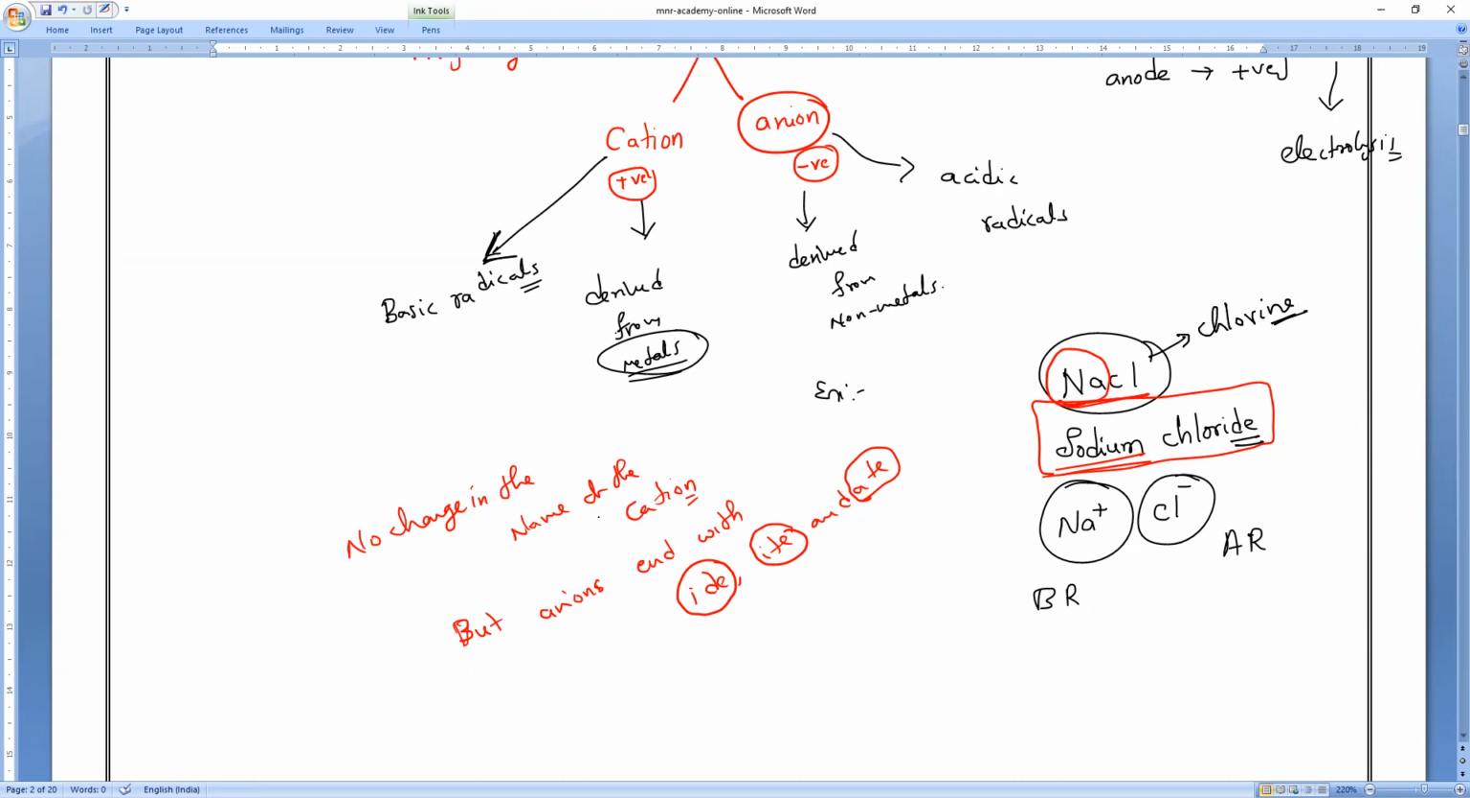For cations, nobody will teach this; they will simply say the name. So you have to remember. When you are making the name of the compound, you have to remember these many things. Do you all understand what I am saying? Yes, sir. So for cations, there is no change in the name. But for anions, we have to end with either ide, ite, or ate. Okay, guys.